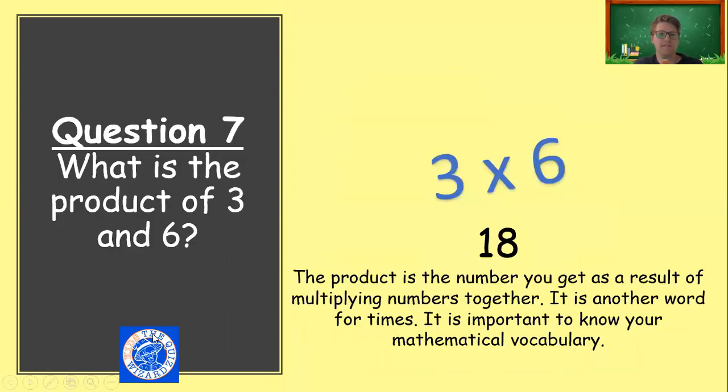Question 7. What is the product of 3 and 6? The product is a number you get as a result of multiplying numbers together. It is another word for times or lots of. So it is really important that you know your mathematical vocabulary. So this here, the product of 3 and 6 is just 3 times 6 or 6 times 3. So the answer was 18. Well done if you got that right.